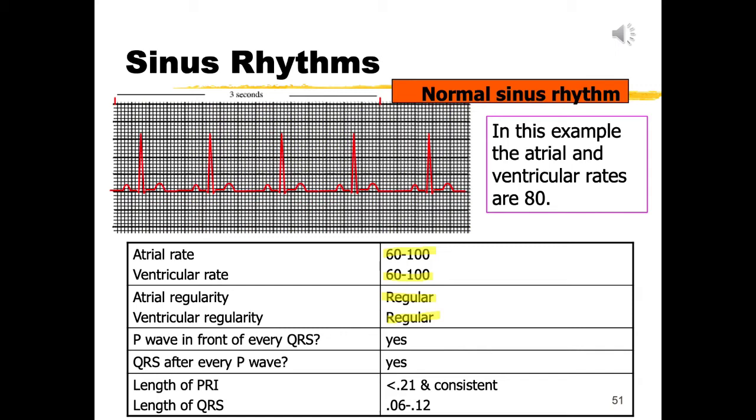0.12. In this particular example, we see 4 P waves or atrial beats in 3 seconds, and we see 4 R waves or ventricular beats in 3 seconds. Therefore, the atrial and ventricular rates are 80.